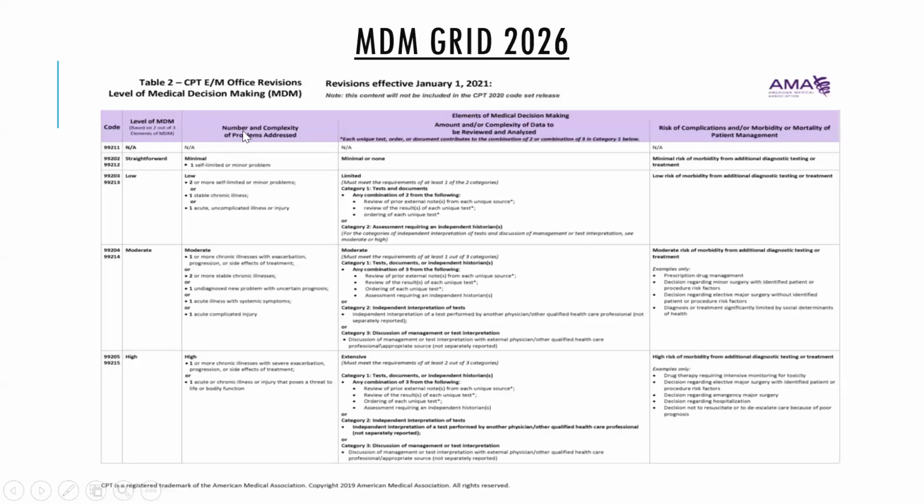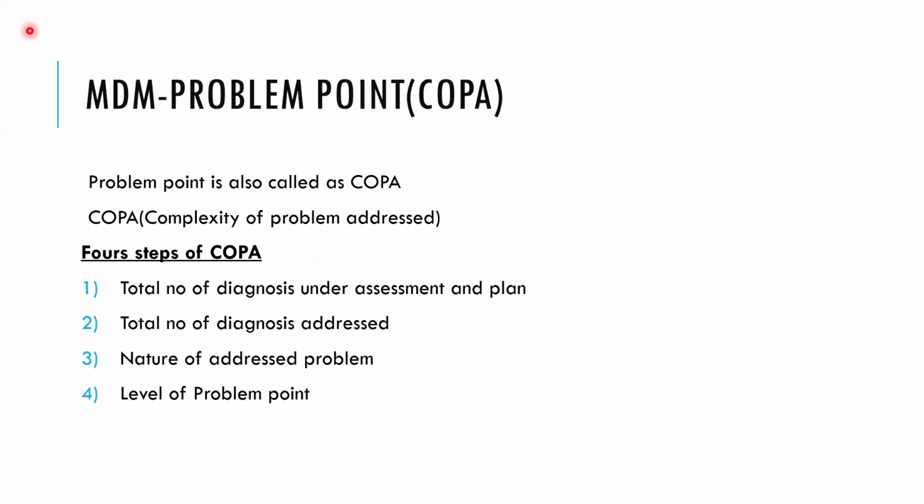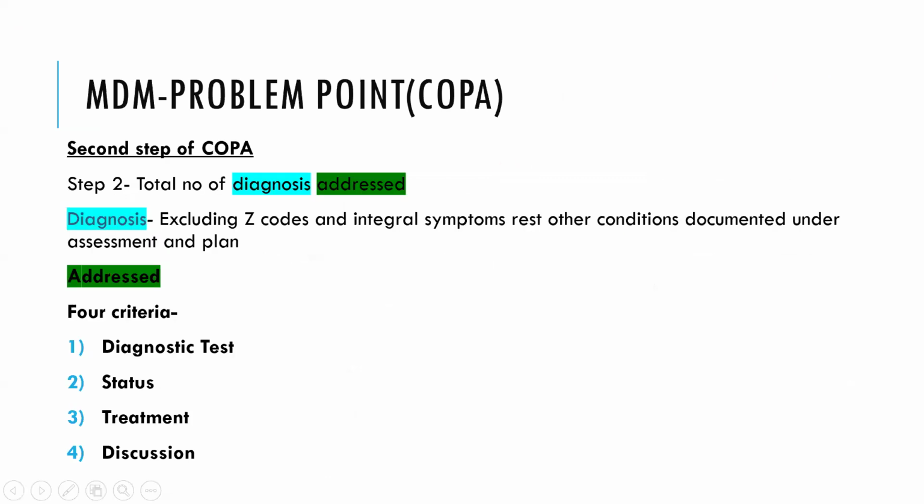Now, as you already know, we follow this grid. Why do we follow this grid? So that we will get the appropriate CPT codes. If you see here, number and complexity of problem addressed, that is total number of diagnosis, is called COPA, whereas this is the data point, and this is the risk table. So these are the three columns we have. With the calculation of these three columns, we will get appropriate CPT codes. I think you already know this. We have discussed this earlier also, right? Yes, sir.